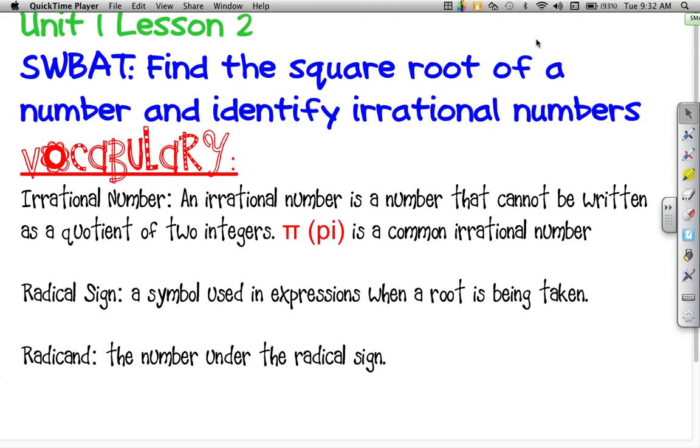Irrational numbers from a group of numbers. Whenever we talk about square roots, we're going to talk about perfect roots too. So square roots and perfect squares go together. So we'll talk about those here in a minute.